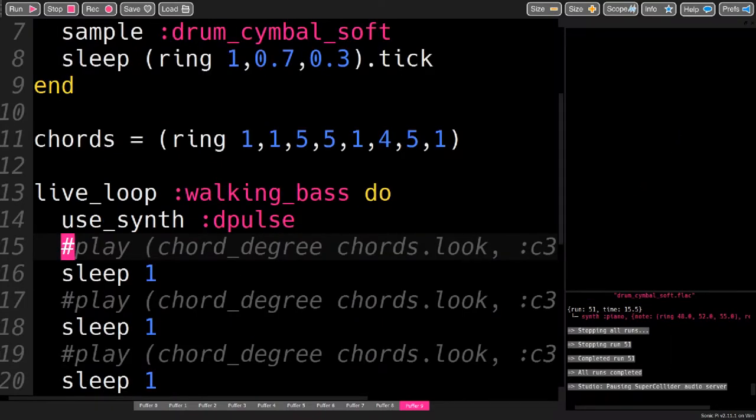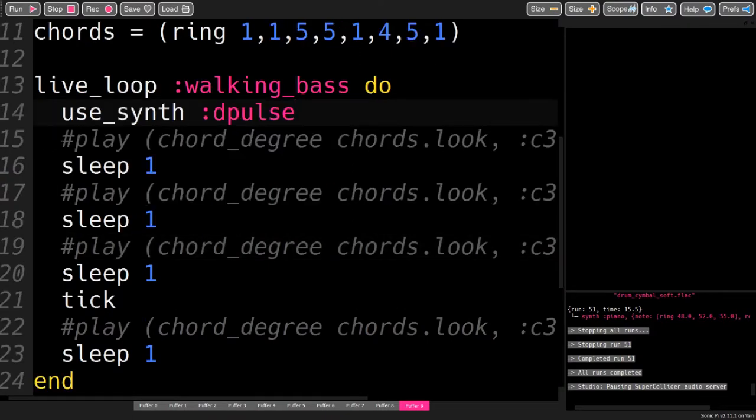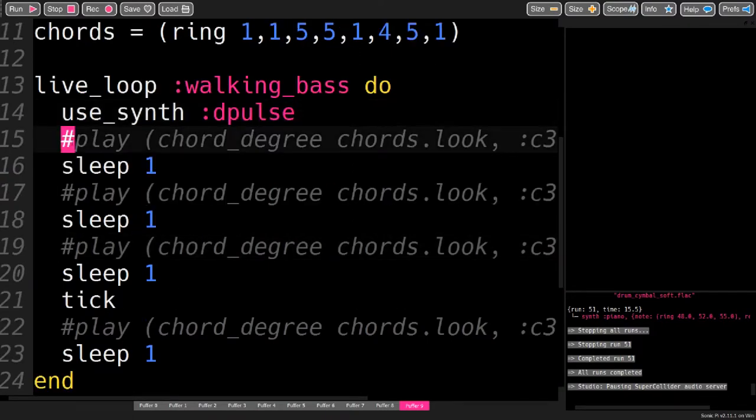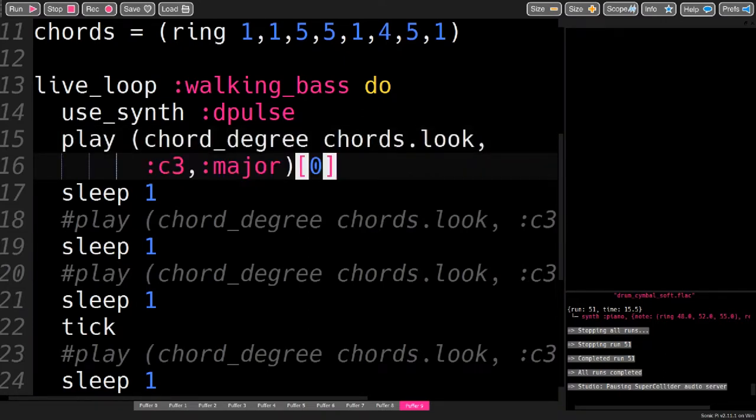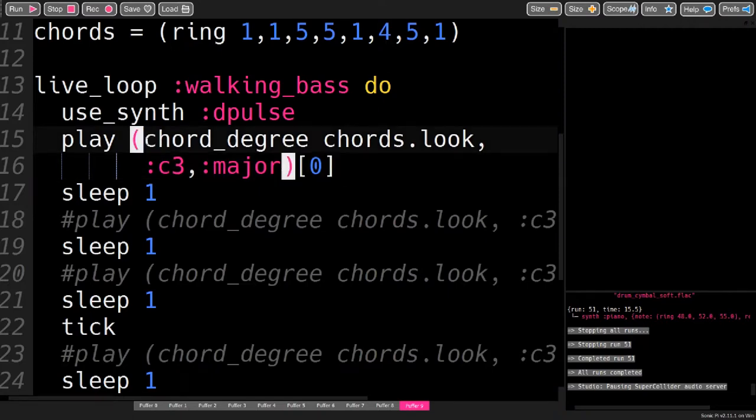So now I will go through the notes that the walking bass plays and explain how it works. So the walking bass plays four quarter notes, and they have different roles, and I'm going to explain them one by one. The first note that the walking bass plays in a bar is usually the root of the chord in that bar, and you get the root like this.